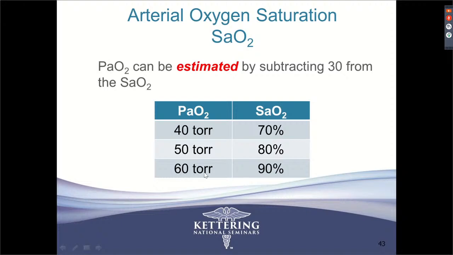So the difference between 60 and 90 is 30. And because I know what the relationship is between these two things, I can use it for other saturations also. So like 80%, 80 minus 30 is 50 torr. So if the pulse ox is showing 80%, one, I can't really trust it, but if it's showing 80%, then my approximate PO2 is going to be around 50, all right? If my pulse ox is showing 70, that means my PO2 is going to be around 40. So again, it's just a way of estimating what the PaO2 is by looking at the pulse ox, okay?